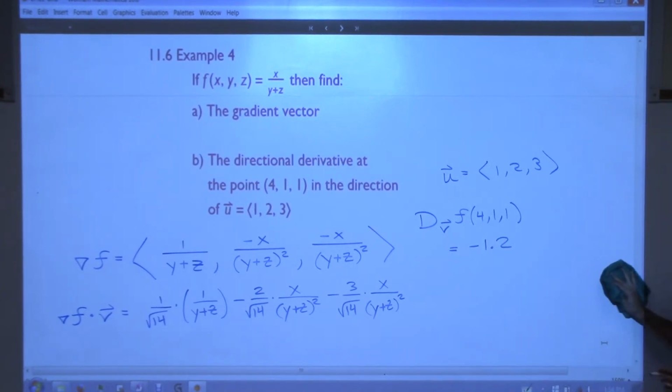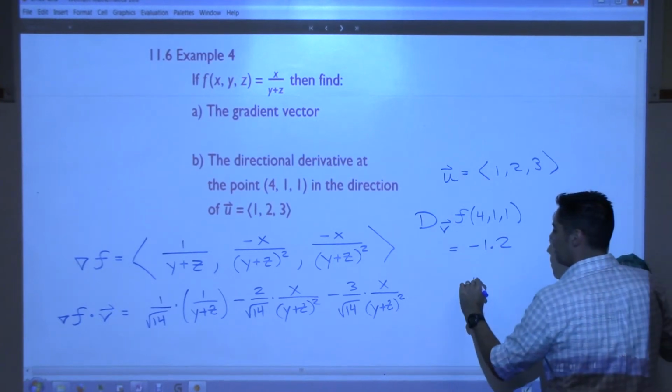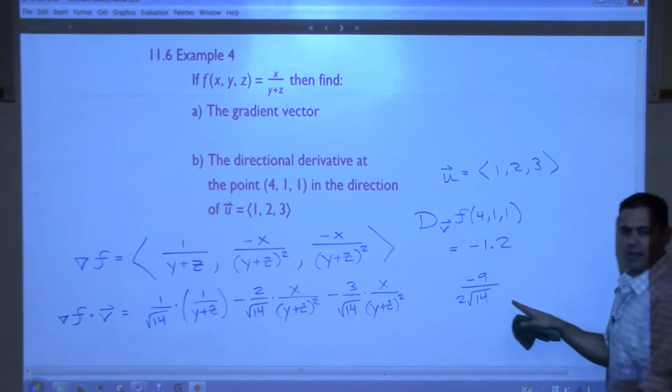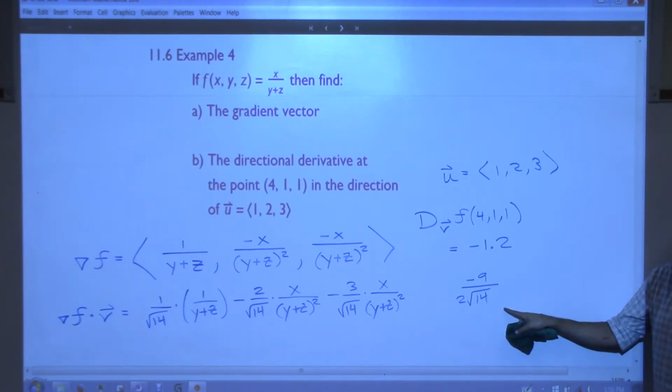Anybody have the exact form, or is it real ugly? Oh, it's negative 9 over 2. It's negative 9 over 2 root 14. Anyone else get that? Yes?